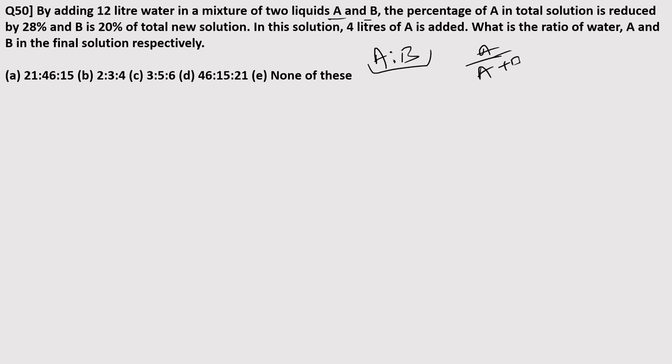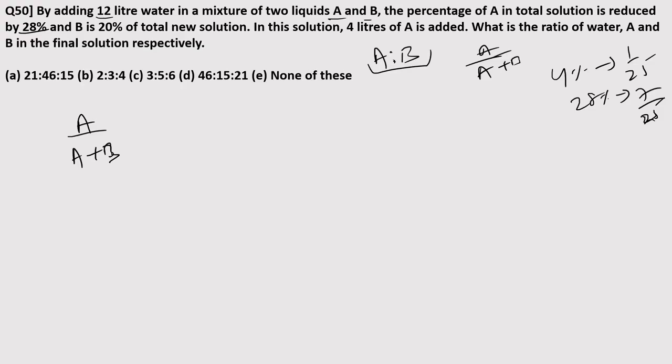Now in the total solution, the percentage of A reduced by 28% because of the addition of 12 liters of water. So initially the percentage of A was A by A plus B. Now it reduced by 28%. Now 4% I know is 1 by 25, right? So 28% is how much? This is 7 by 25. A 7 by 25 reduction means 1 minus 7 by 25, that is 18 by 25, right?